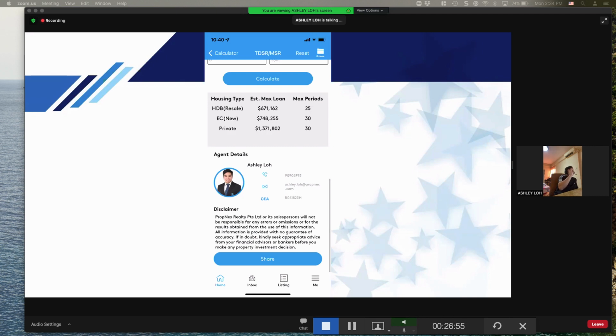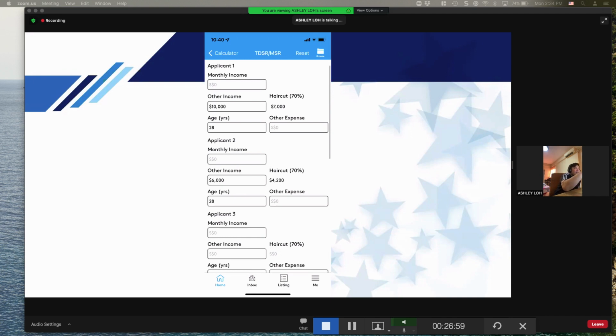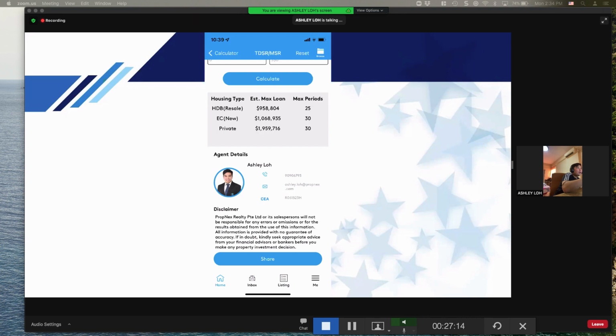You can see, it's a very big difference. Okay, you will realize that for the other income, I'm keying in the exact same figures for fully employed. Fully employed 16K, both age 28. Self-employed 16K, both age 28. And you will see from just now previously a $1 million EC loan. Okay, now I drop all the way to 750K. It's about a 300K difference.